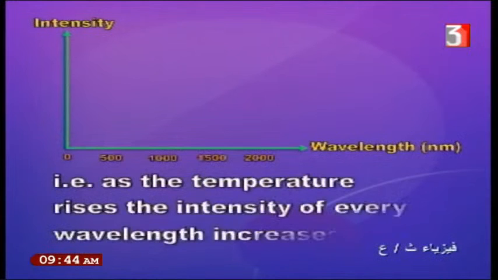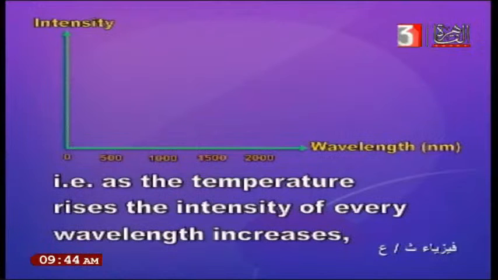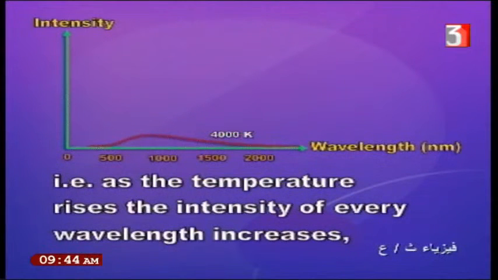So once again, to explain it, I know it takes time to understand it. We've got the wavelength axis, ranging from 0, 500 nanometer, 1000, and so on. As the temperature rises, the intensity of every wavelength increases. How do you know this? The area under the curve will increase. Pay attention to the peak wavelength at 4000. Peak wavelength means the wavelength at which the intensity is a maximum.